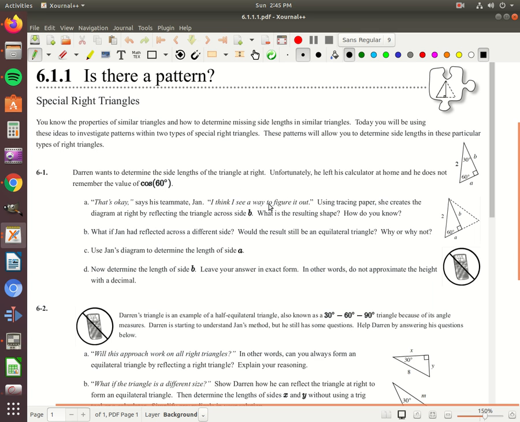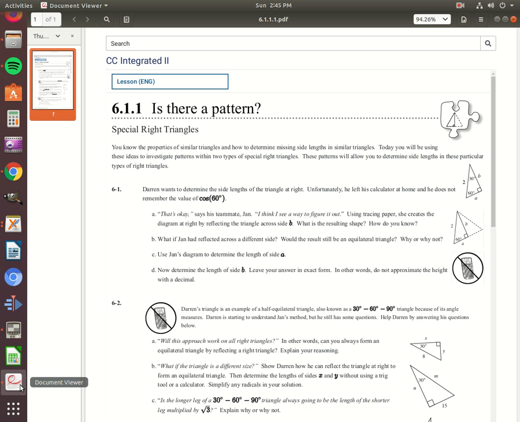So Darren wants to determine the side lengths of the triangle at right. Unfortunately, he left his calculator at home and he does not remember the value of the cosine of 60 degrees. So if you guys remember, we started this thing by saying, I don't know if this is still it. Shoot. Let me pause real quick.